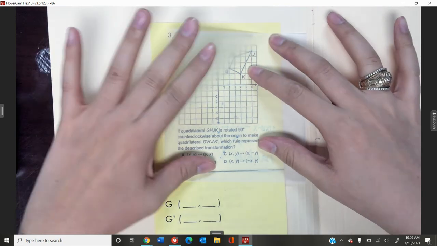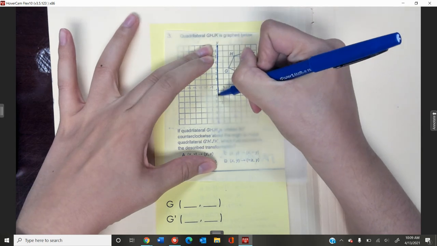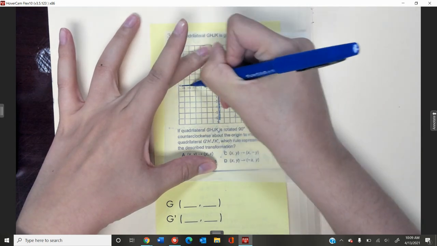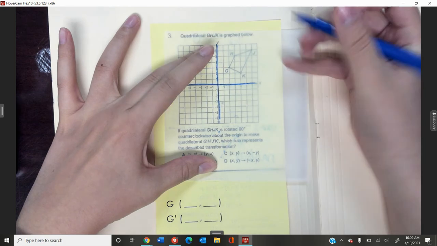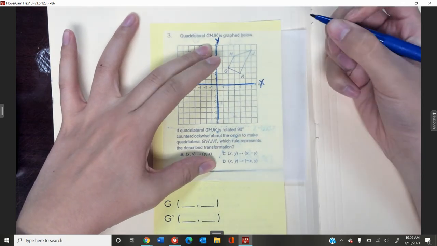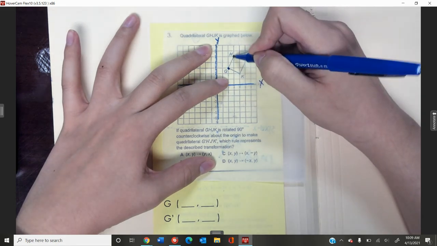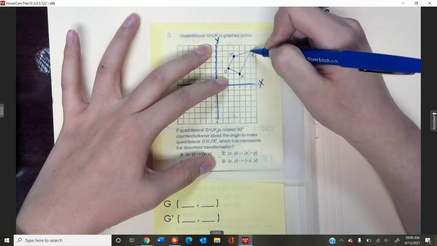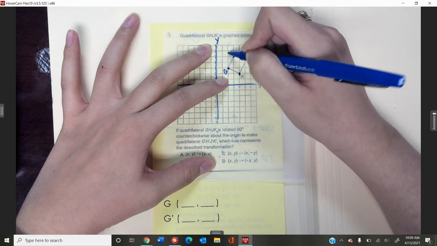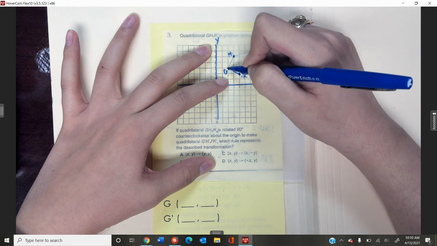So what we can do is trace the X and Y axis, just like that. And I want to label this as Y and X. So I'm going to copy my points and connect the dots. And you want to make sure that you're labeling this. So this is G, H, J, and K. And we're going to connect the dots.